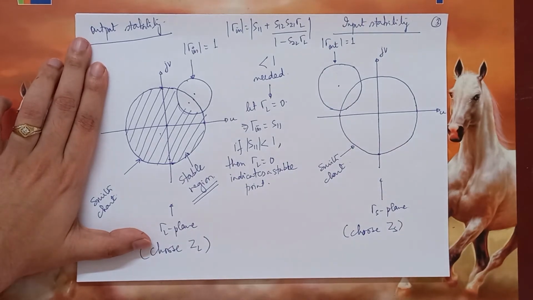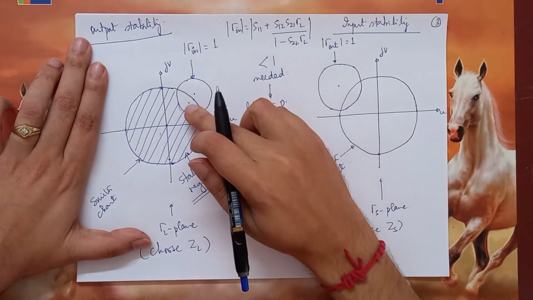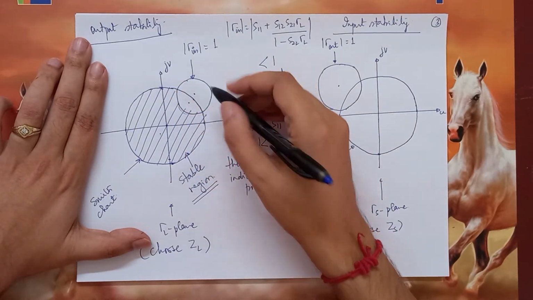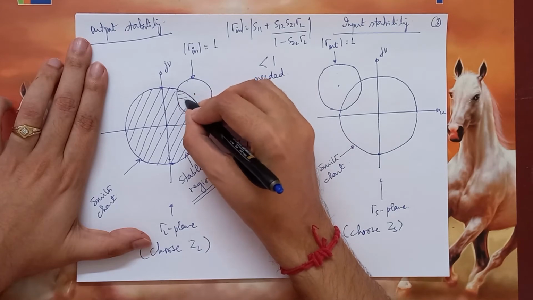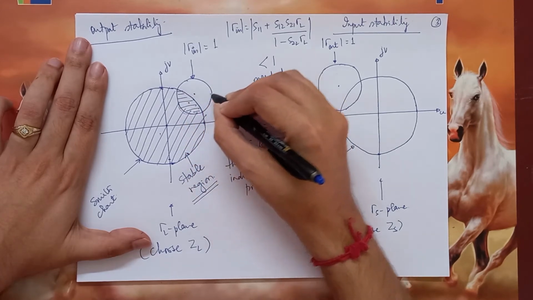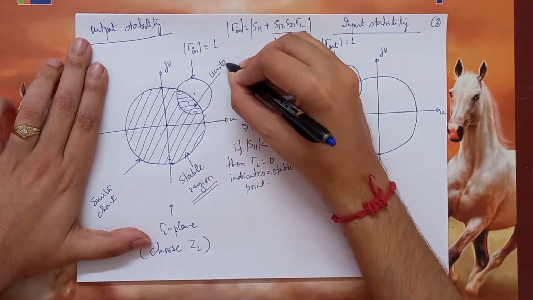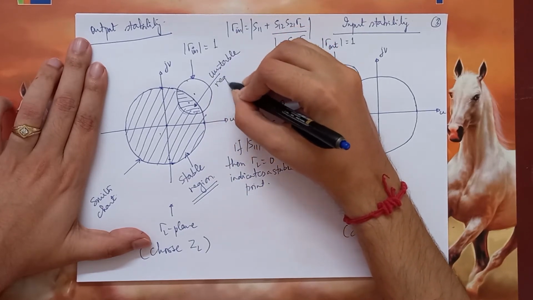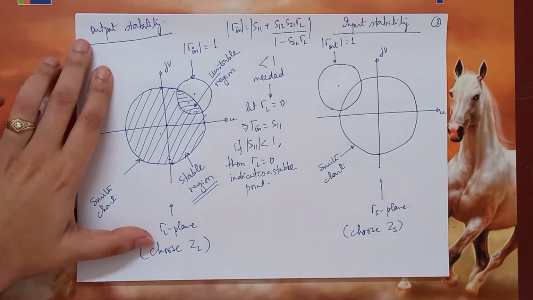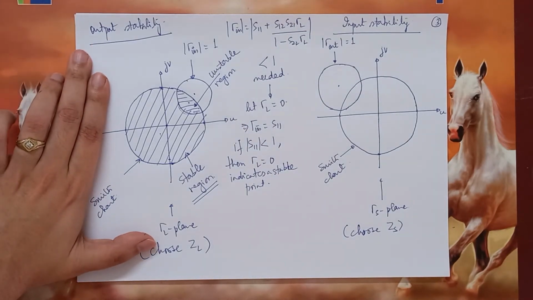Now if you do the opposite, if this is the stable region, then let me draw a different shade over here. This is the unstable region. So do not choose any load impedance over here.